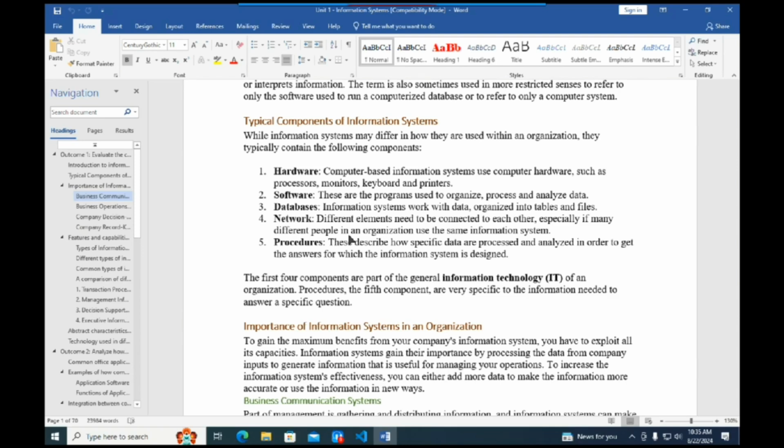Then we have network. When you're dealing with different components in a system, all these components need to be connected to each other. It is of essence, especially when you're dealing with different people in a big organization that are actually using the same information system. You have the information communication technology department, you have the finance department, maybe you have the hospitality department, or you have any other department.